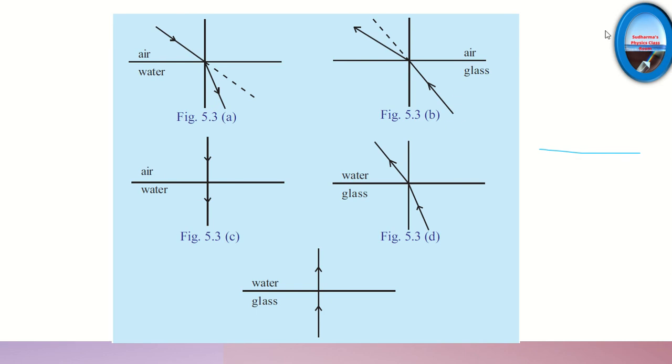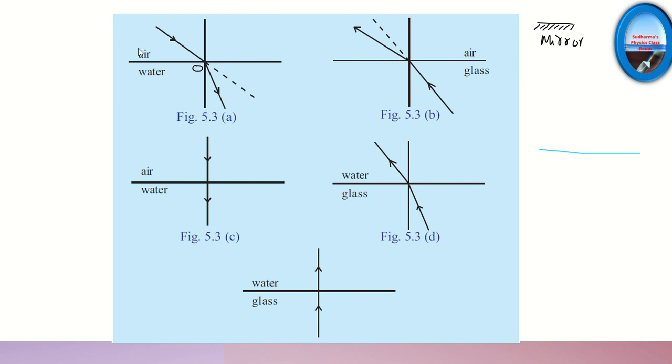Hope you remember how we marked the mirror. Mirror we had to mark like this: one side is the reflecting surface, the other side we mark like this. This is a mirror. So when you draw a straight line like this, that means it is a transparent interface. Okay, so let's see the first diagram. Here we have the point of incidence, and the normal is drawn at the point of incidence.